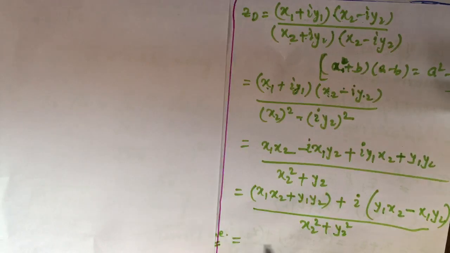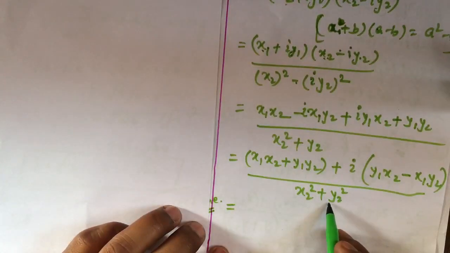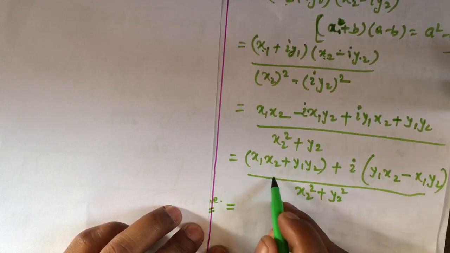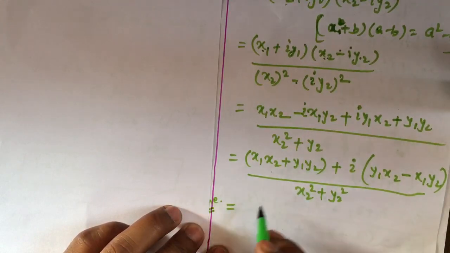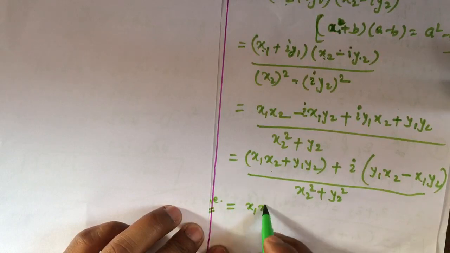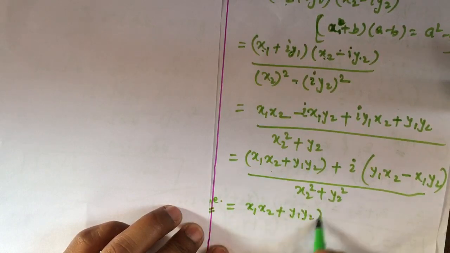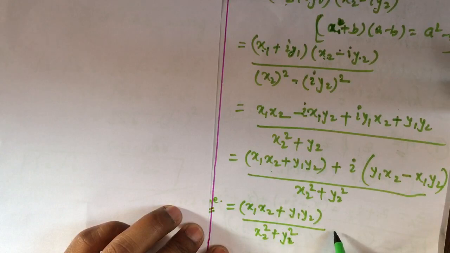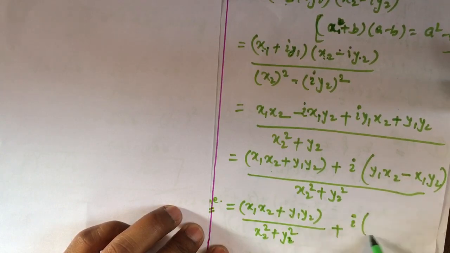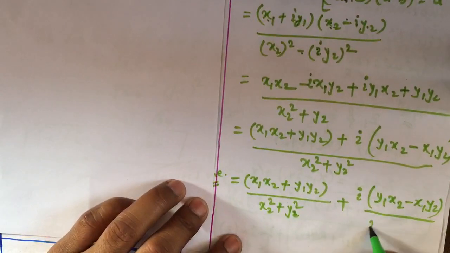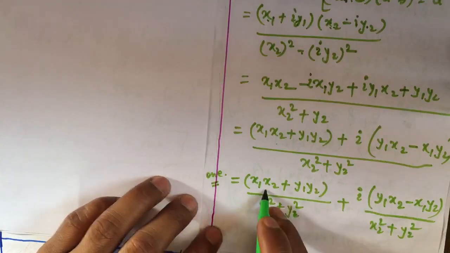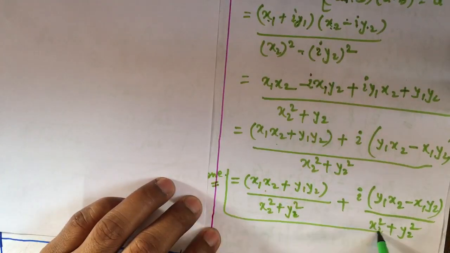Next, dividing by the denominator separately in the real part and in the imaginary part, it gets converted like this: x1 x2 plus y1 y2 divided by x2 square plus y2 square, plus iota times y1 x2 minus x1 y2 divided by x2 square plus y2 square. This is the final answer, the division result.